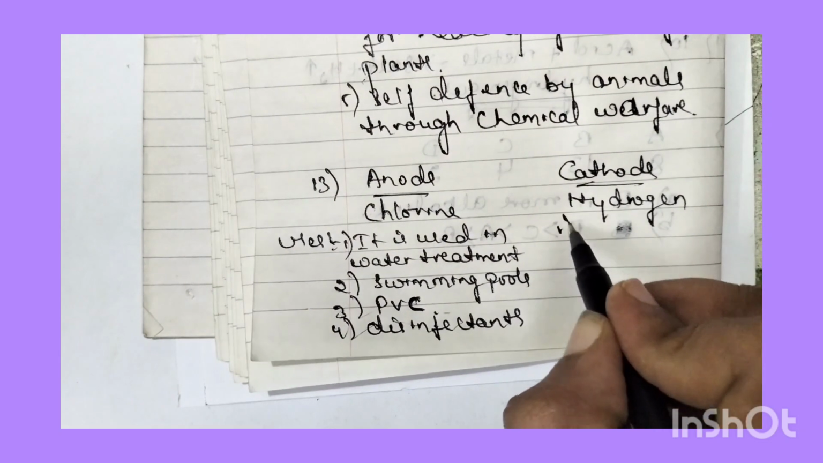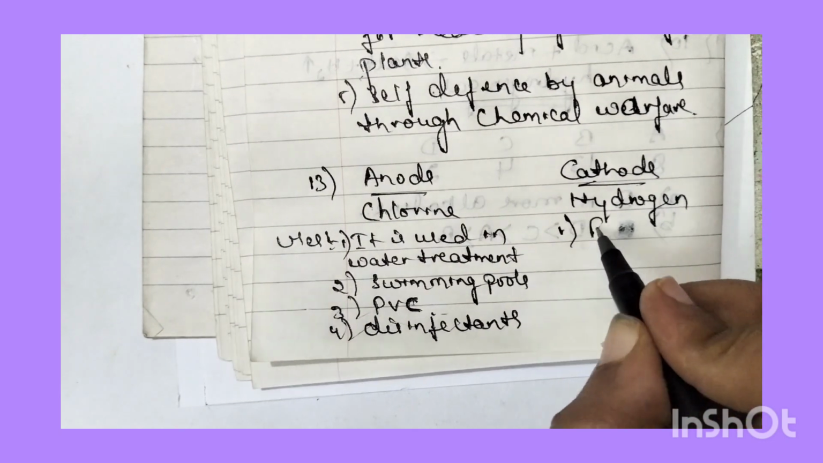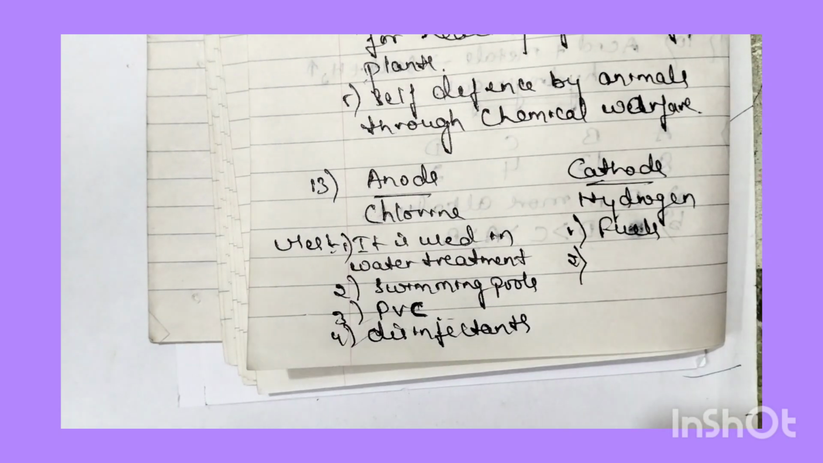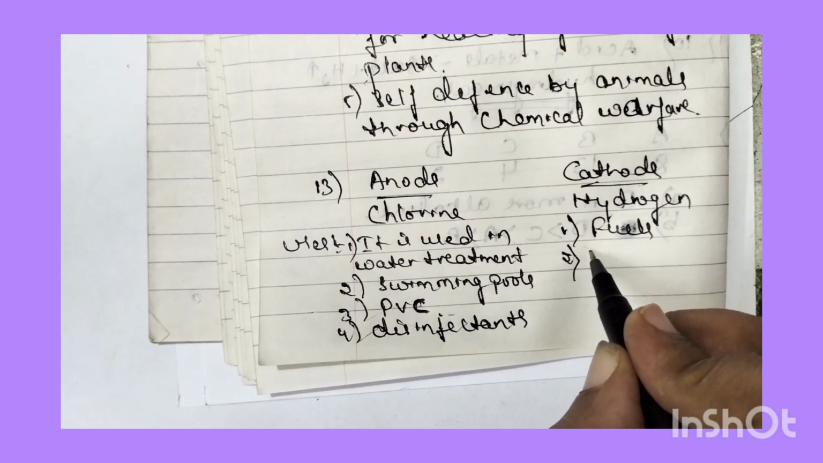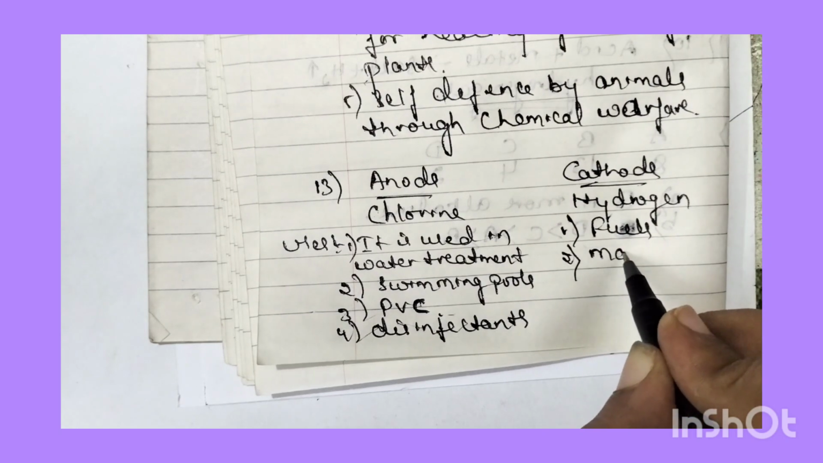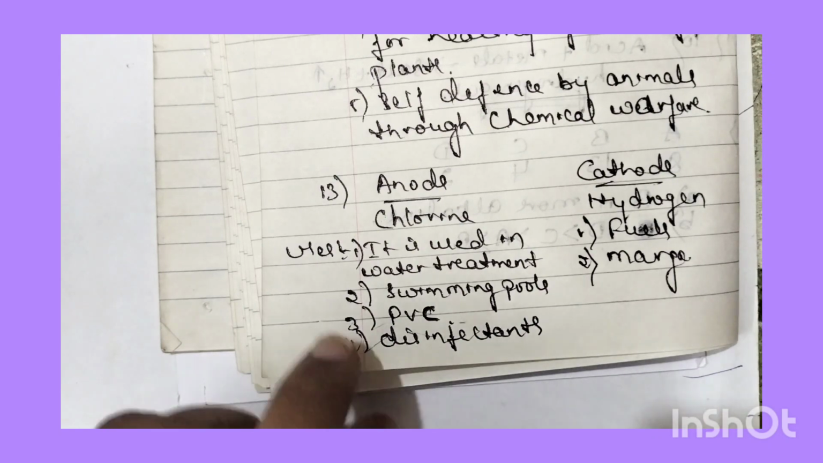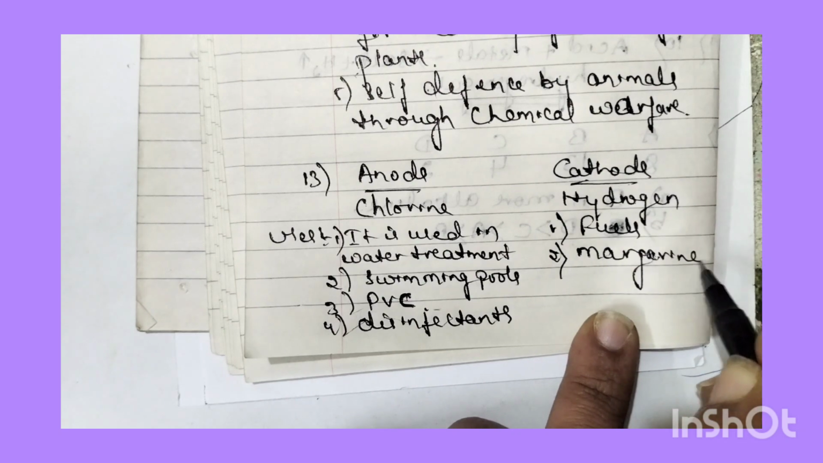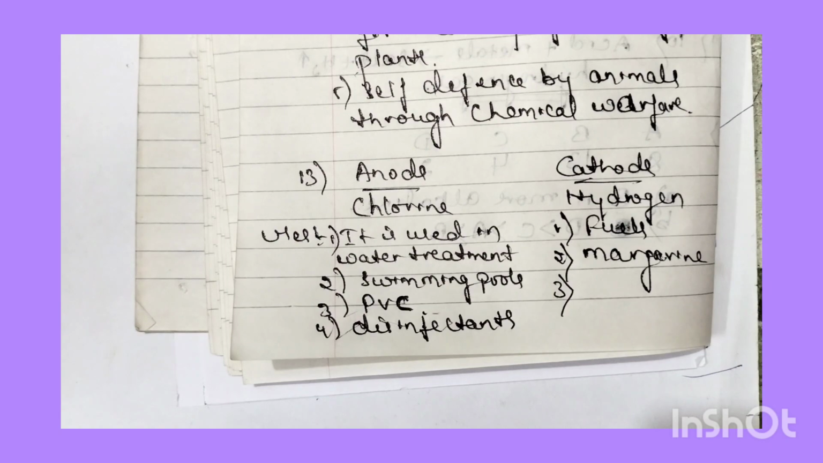Then coming to the gas collected at cathode. At cathode, hydrogen gas is collected, and this hydrogen gas is used as a fuel. In rockets we use hydrogen as a fuel. Then it is used in the manufacture of margarine. Margarine is what we call artificial ghee, that is Dalda. So it is used when manufacturing Dalda.